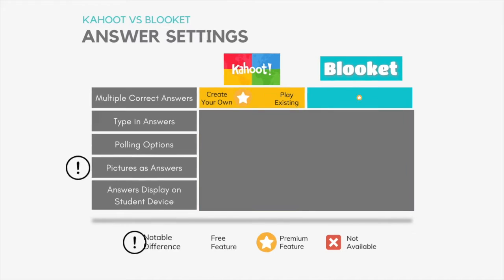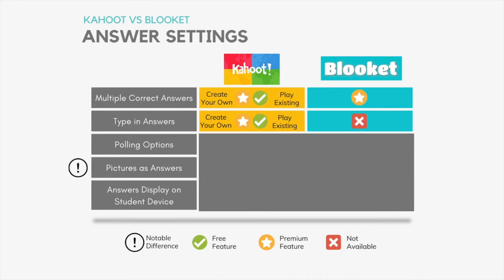So if you want to use multiple correct answers, so if you have 4 questions and 2 of them could be accepted as the correct answer, and you find a set of questions that another teacher already created with a Kahoot, you can play that existing Kahoot and the students can answer multiple correct answers. So you can play existing. If you want to create your own question sets where there are multiple correct answers, that's a premium feature. With Blooket, it's also a premium feature.